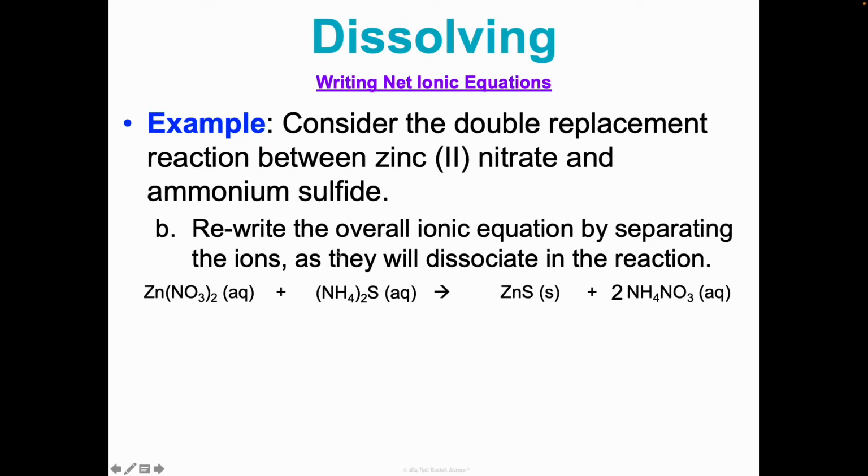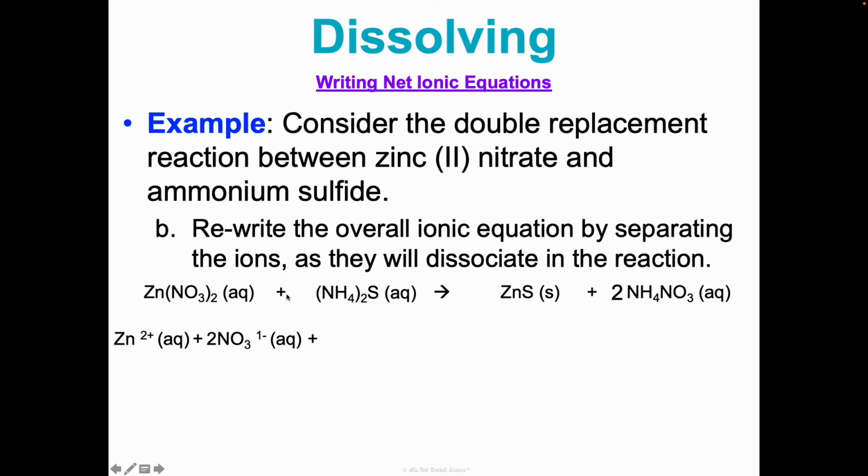Now, next thing, I kind of just moved this up so we'd have more room. We're going to rewrite this as an overall ionic equation, and we're going to separate the ions. Because remember, we just said ionic compounds are going to dissociate. They'll separate. So if zinc nitrate is aqueous, it's dissolved in water, and what we're going to see is it's going to be separated out as that Zn2+ aqueous and as that nitrate ion. And we put the 2 here in front of it instead of writing it over there, just because that's the proper way to write it once it separates out.